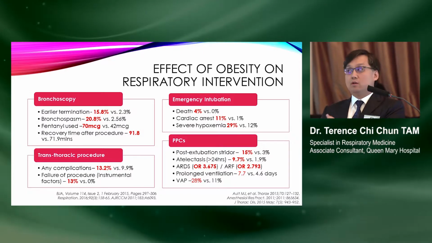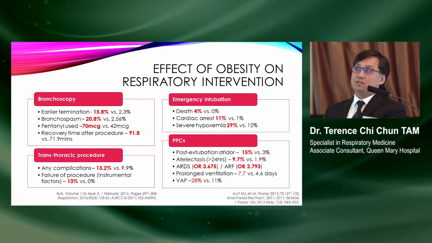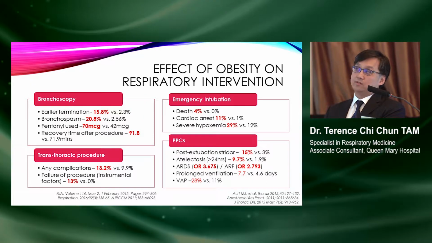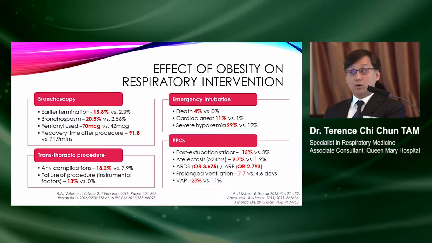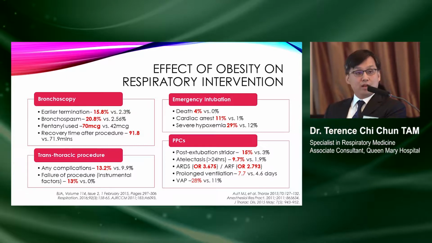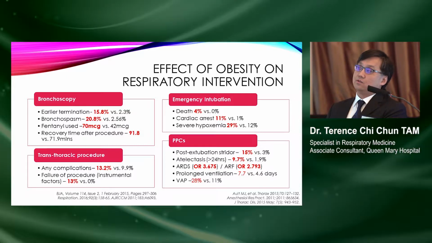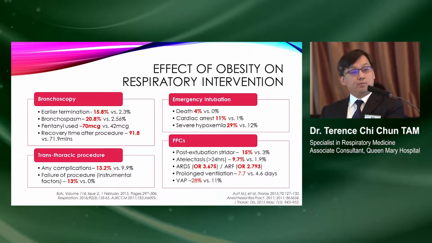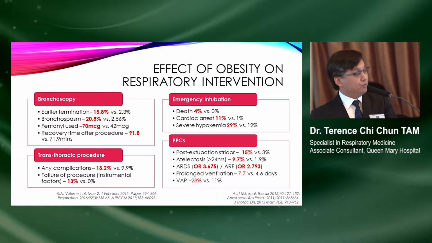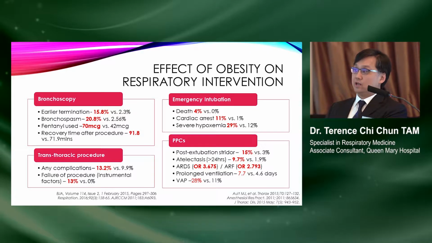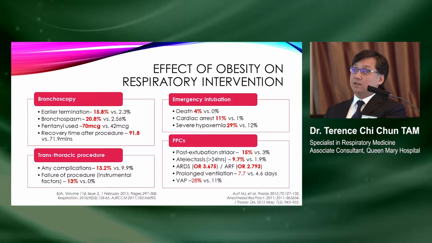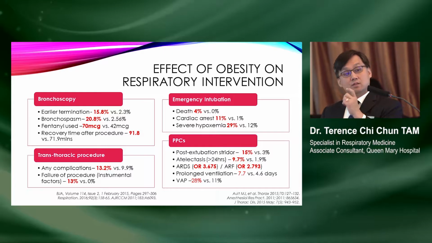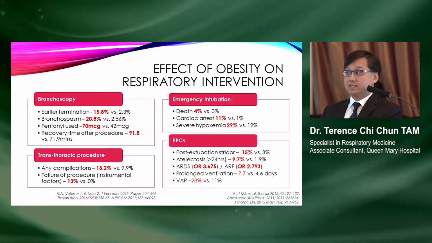you do a bronchoscopy when you're obese, you are far more likely to have early termination of bronchoscopy because of intolerance, a lot more bronchospasm, a lot more drug or sedative that you need to use, and they take a lot longer to recover. For transthoracic procedures, whether it's CT-guided FNA, pleural tapping, or pleural ultrasound procedure, any complication is significantly more. And failure of procedure, especially in the morbidly obese, is significantly more.